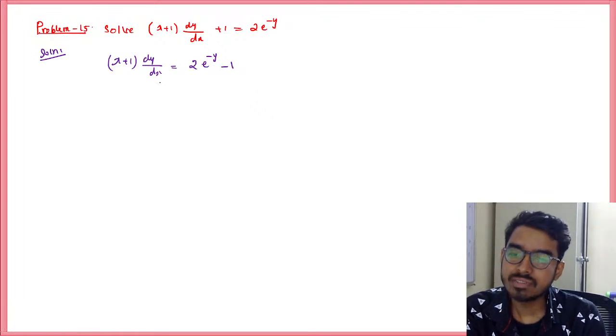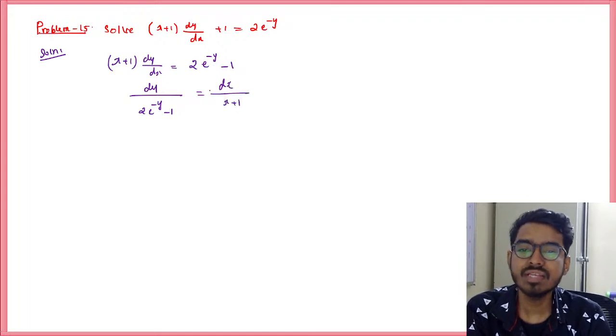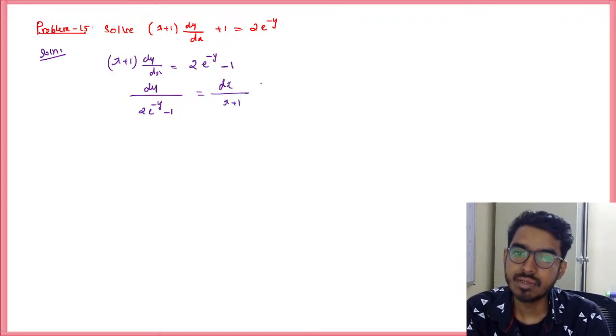Okay. Let us separate the variables. So we have dy divided by (2e^(-y) - 1) is equal to dx by (x + 1), right? You always keep dy and dx in the numerator. Variables are separated.